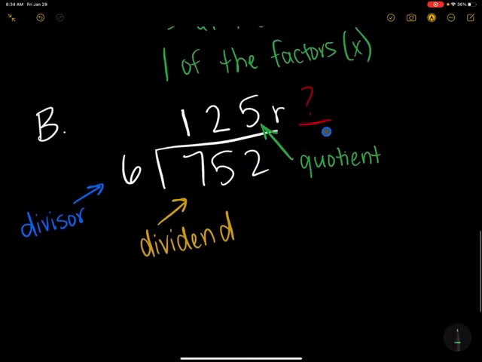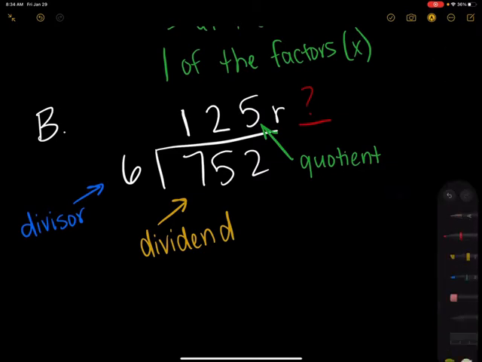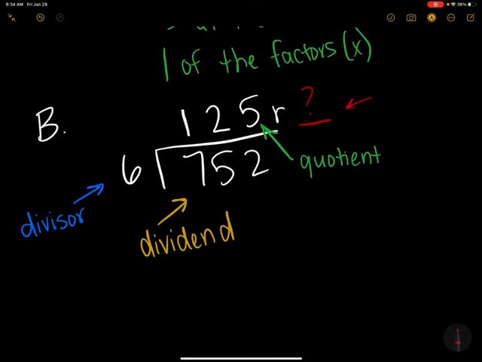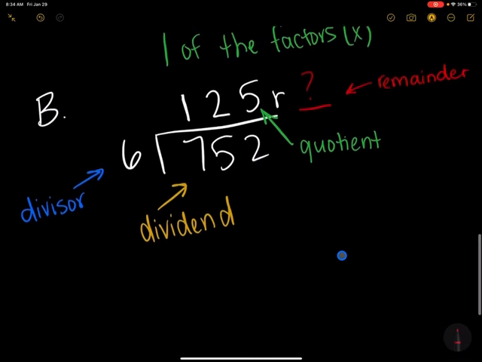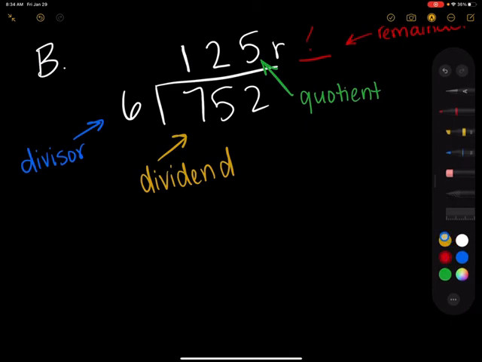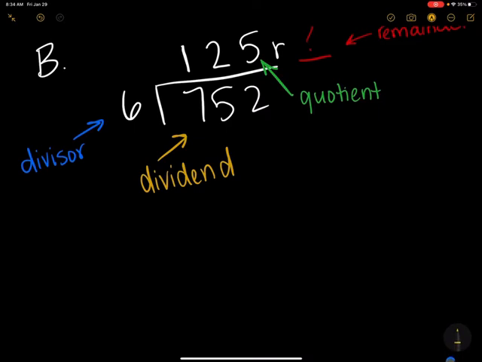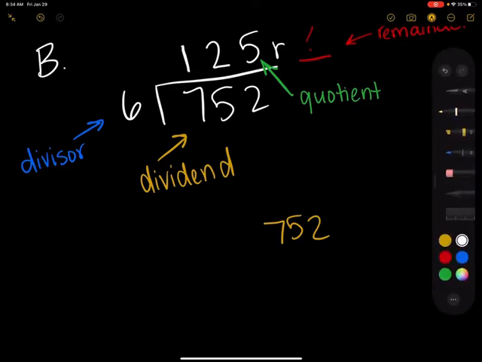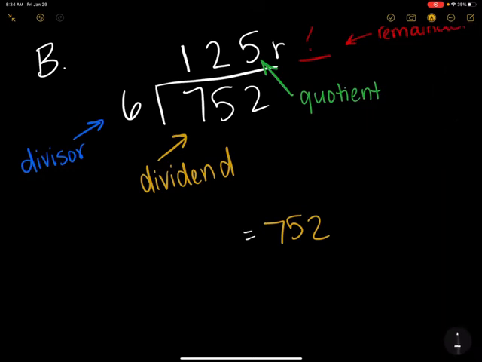Okay, and then, of course, right here we have our remainder. So I'm going to write the full word out for remainder, because we just write R, because it's faster. But you should know how to spell it as well. So there's the remainder. Okay, and we're going to set up the same multiplication problem. So we know that the dividend is going to be our product, what it equals at the end. So 752, that's what we're going to get these two factors to equal.